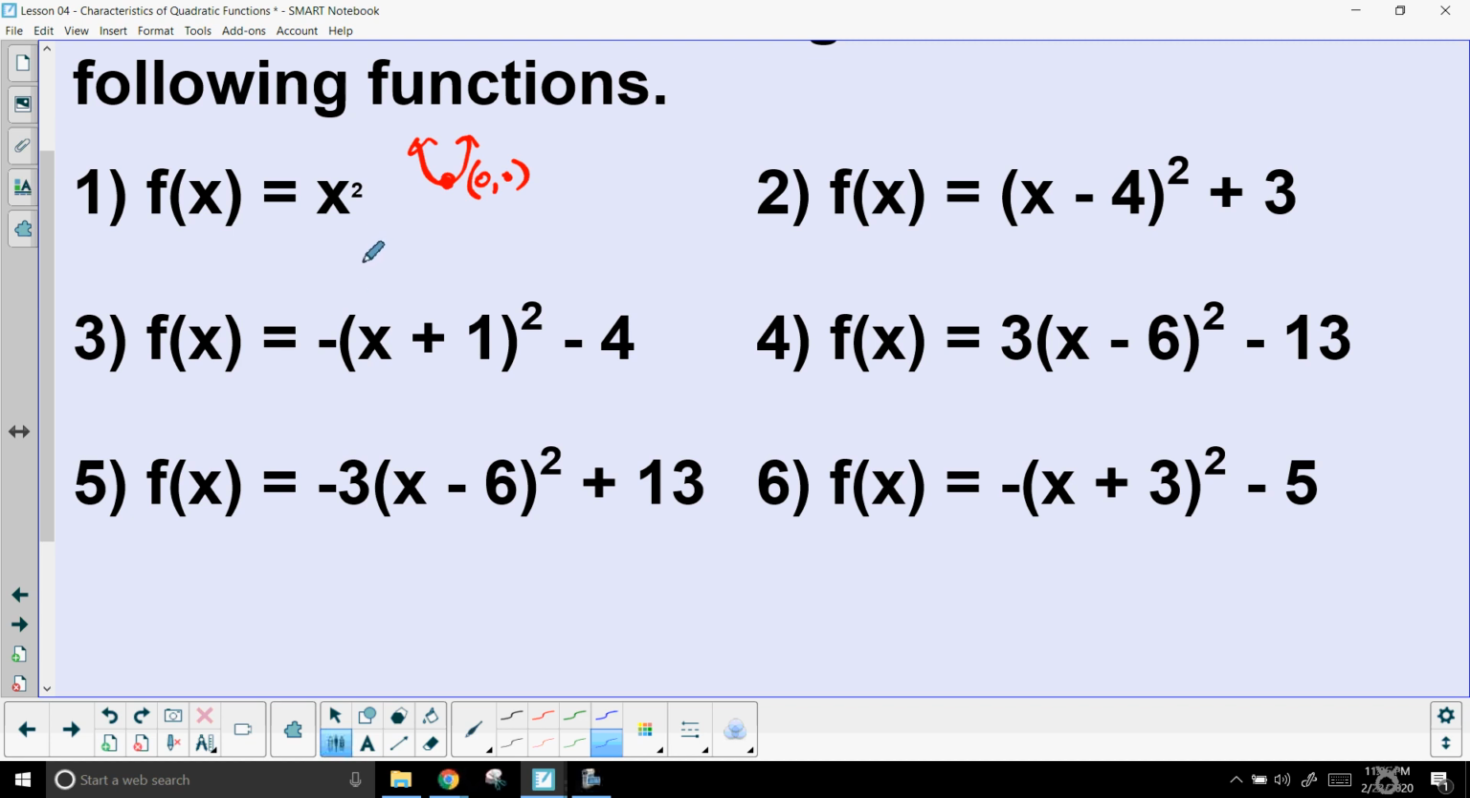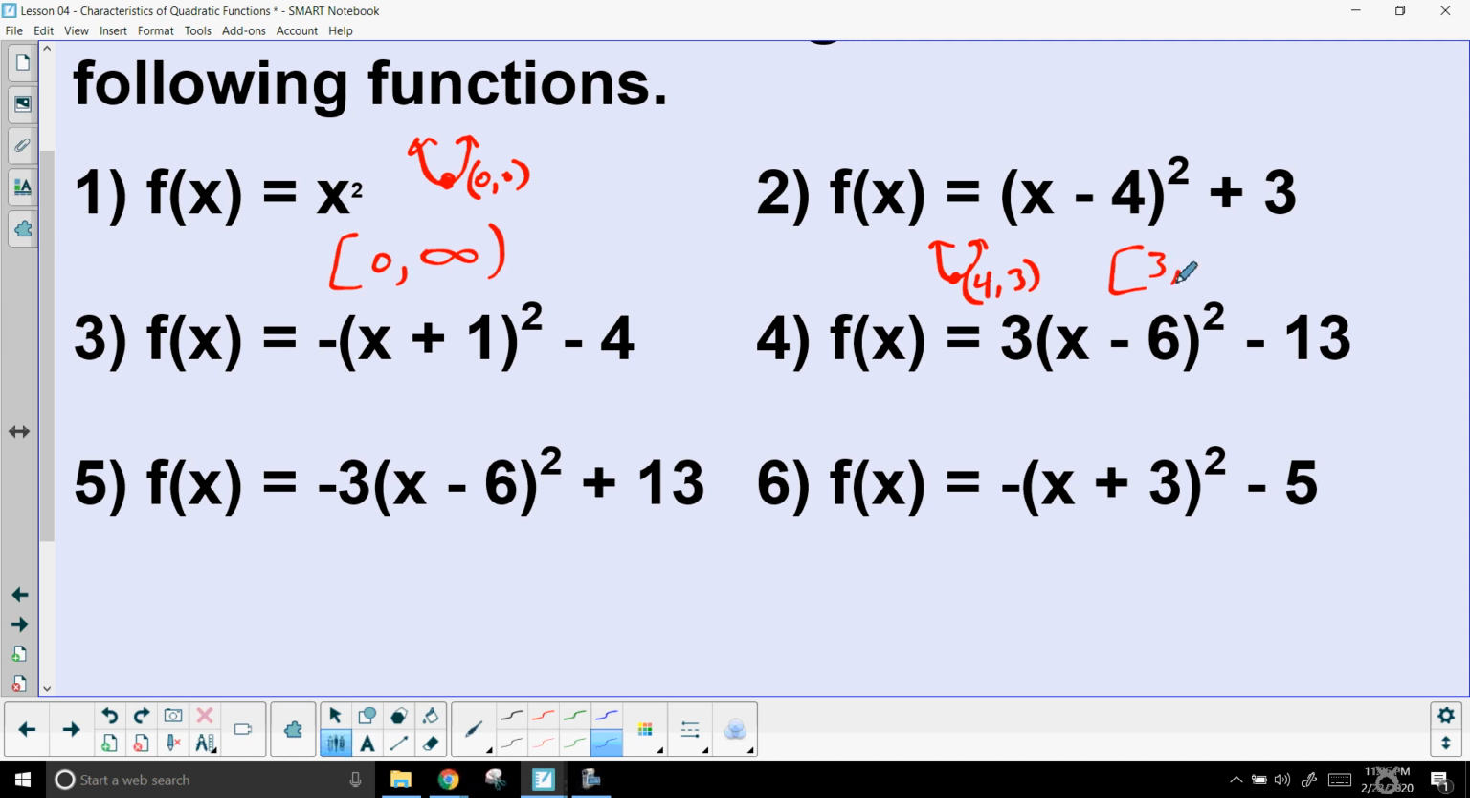This one, again, no negative, so it opens up. Okay, its vertex is going to be (4, 3). So the 3 is the minimum, or the lowest part of the range, bracket 3 to infinity, because it opens up.